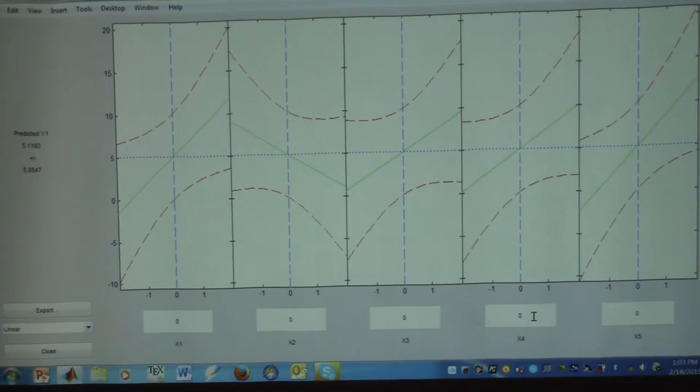You can play around with what type of model fits the data best. You can vary the inputs to see what effect that might have on the outputs. You could do this for all four of the outputs. If you did that, it would be too complex, but it would be 20 different plots, four outputs, five inputs. It'd be a little hard to deal with, so I didn't bother doing it.